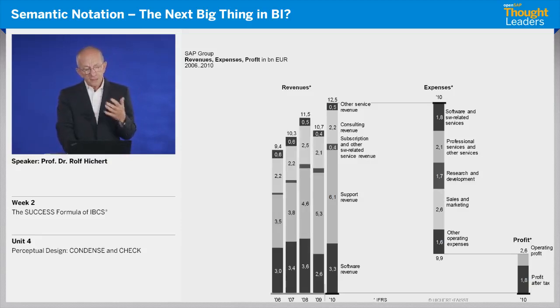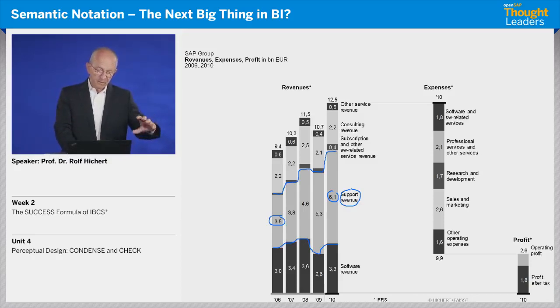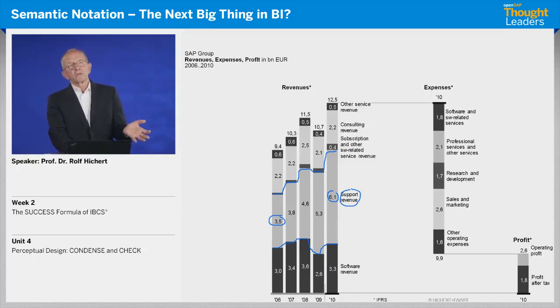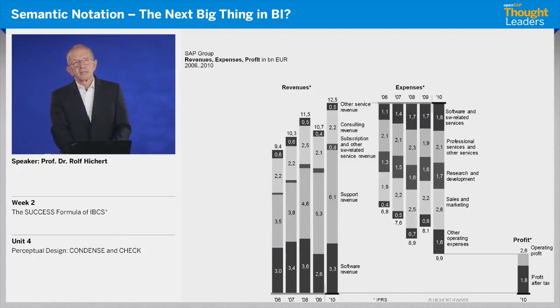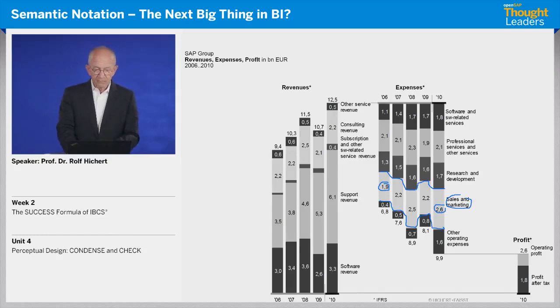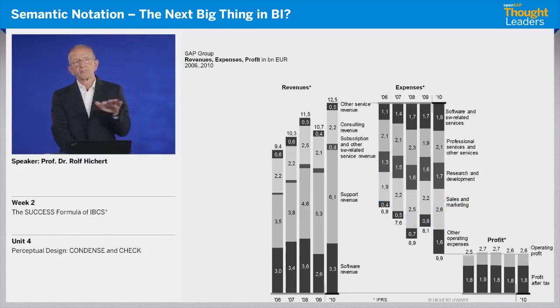And then we, of course, increase information density because we have the figures of 5 years. We can increase information density for revenues, the same for expenses. So we see here the influence of the support revenue, which goes up from 3.5 to 6.1 billion, and now we increase the information density with the expenses, and we see where the expenses have the biggest growth rate, which is sales and marketing, from 1.9 to 2.6 million, and profit is more or less stable. The profit after tax here amounting to 1.8 billion.